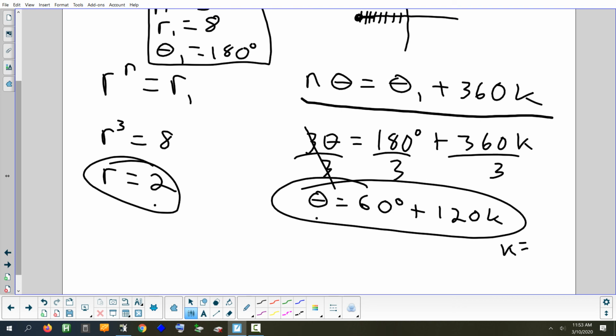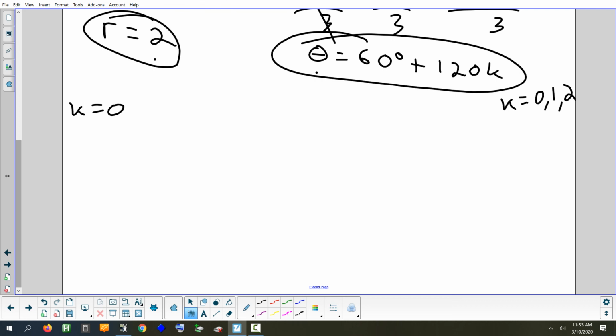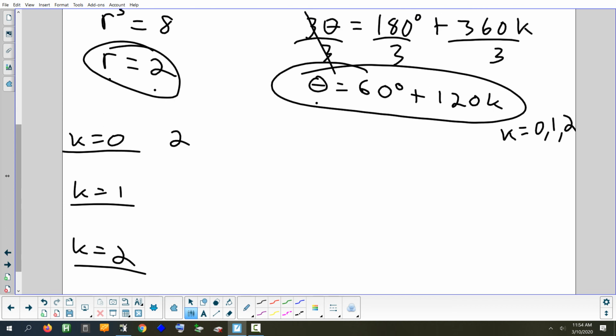3 specific numbers. Yep. 0, 1, 2. That's how you get your 3 answers. Okay, so now we just have to write that out. So we have k equals 0, k equals 1, k equals 2. Radius each time, 2, 2, 2.